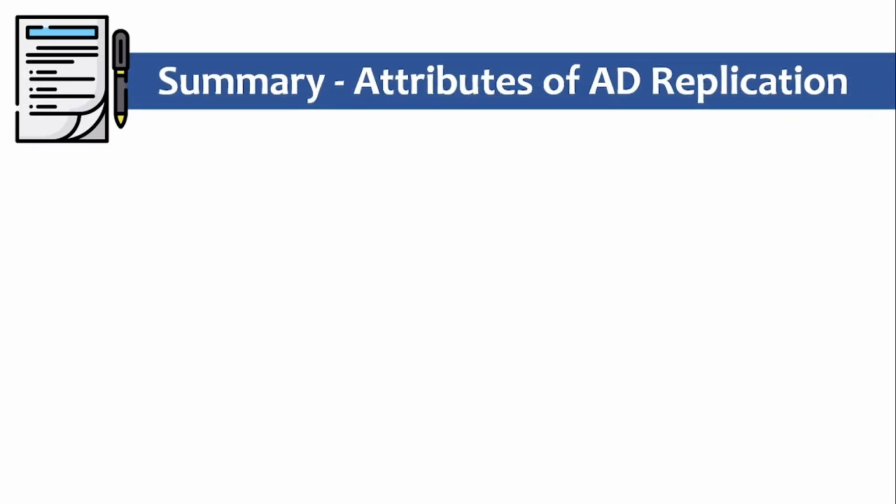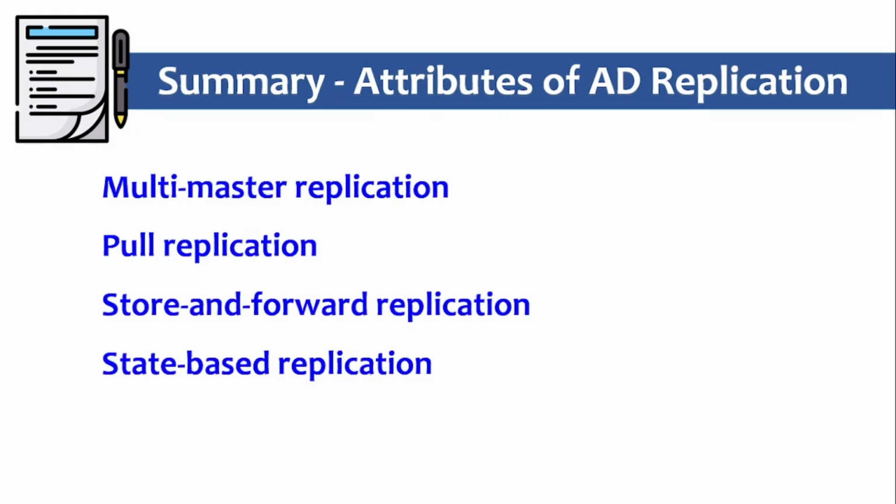So let's summarize what we have seen today. We have seen all the 4 attributes of Active Directory replication in brief. That is, it's a multi-master replication, it's always a pull replication, store and forward replication, and it's state-based replication. In the Active Directory playlist which we have on the channel, there are 3 videos explicitly on Active Directory replication in detail. So I highly recommend you to watch those videos.